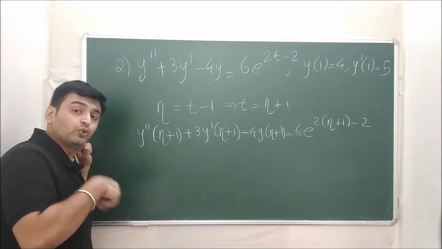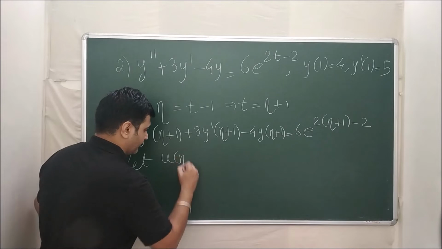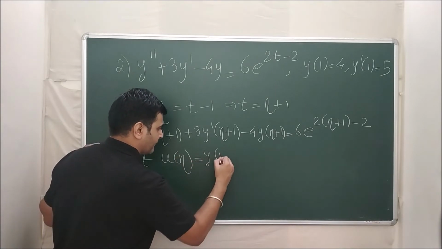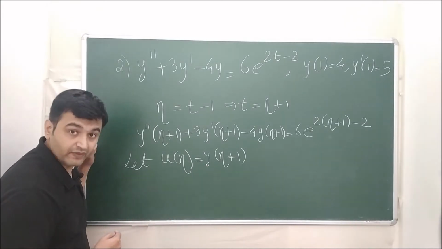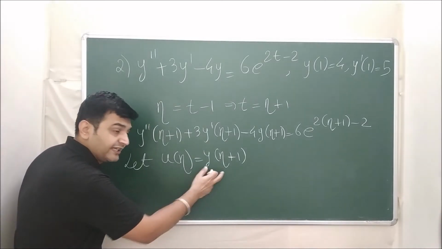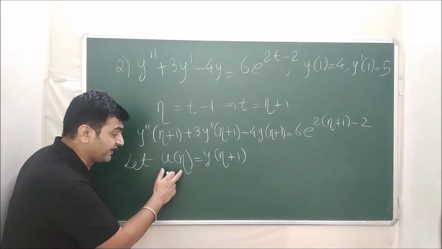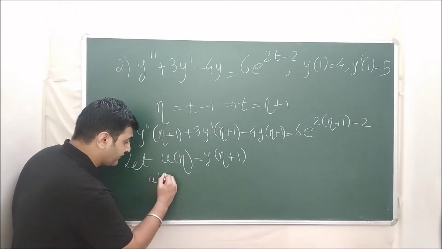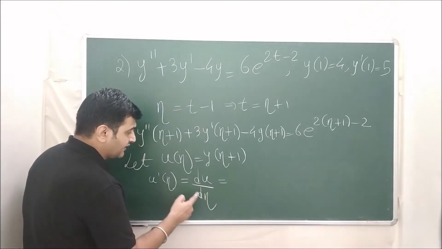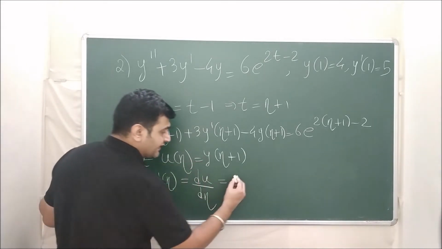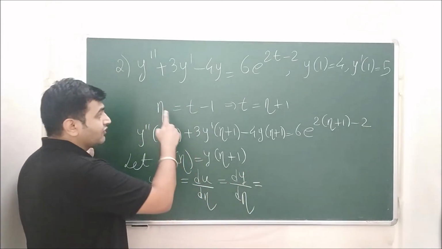So you introduce a new variable. Let me call u of eta as y of eta plus 1. I am simply replacing eta by eta plus 1. So that's the translation. This is the new variable u, and u depends on eta. So what is u dash of eta? It is nothing but du by d eta. Differentiating u with respect to eta is the same as differentiating y with respect to eta. Further, my y was depending on t.